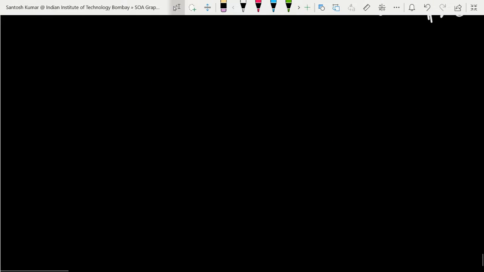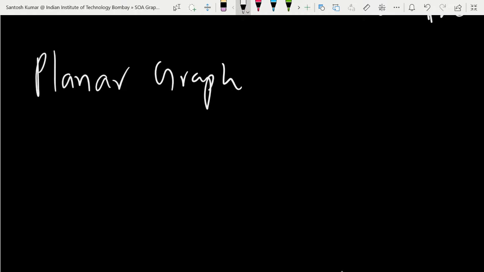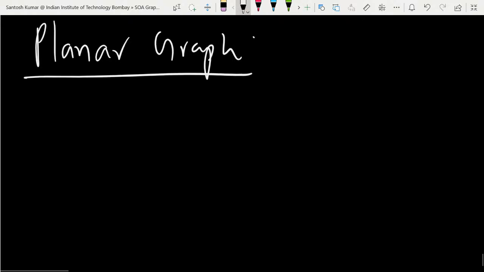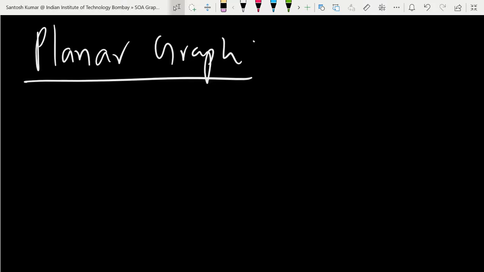First I would like to define the planar graph. So what is a planar graph? The name itself suggests the definition. Planar is related to plane, like your paper, your notebook, my computer screen. These are planes, 2D figures. A wall is a plane. So we'll draw the graph on the plane, as we have been doing till now.